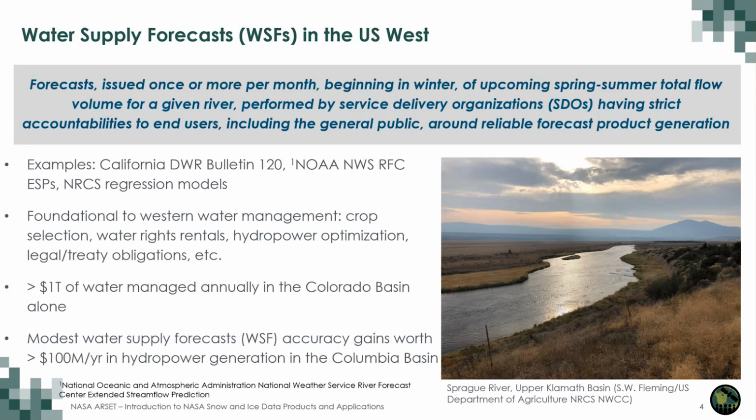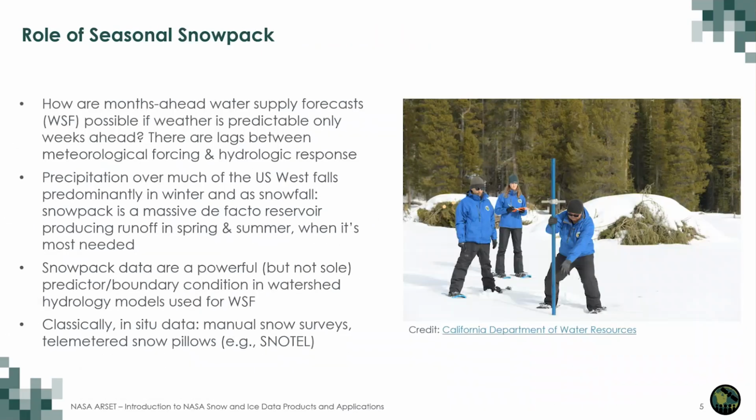If you want to try and put a dollar value on it, it's a little tough, but bear in mind that there's over $1 trillion, with a T, of water managed annually in the Colorado Basin alone. And the ability to improve a water supply forecast, even marginally, can be valued at over $100 million a year in hydropower generation just in the Columbia Basin. So it's important to get it right and to make it better.